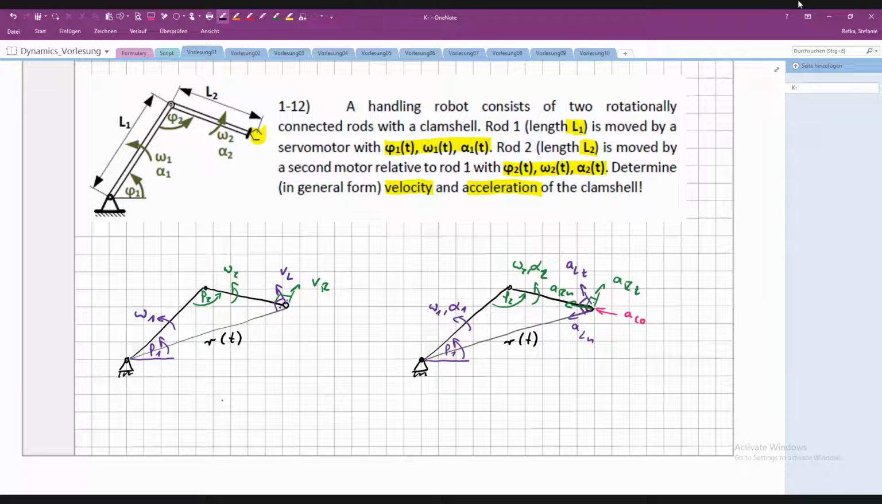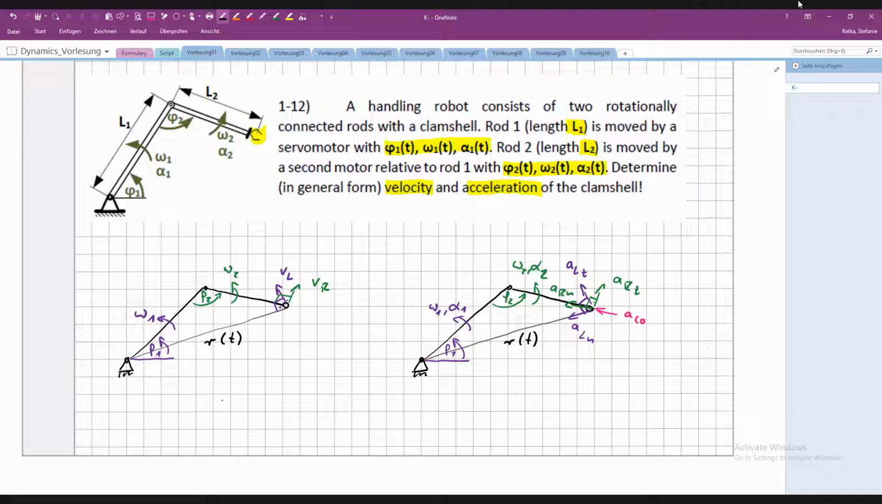Is the Coriolis acceleration the same as the centripetal acceleration? I didn't understand you, sorry. Is the Coriolis acceleration the same as the centripetal acceleration?